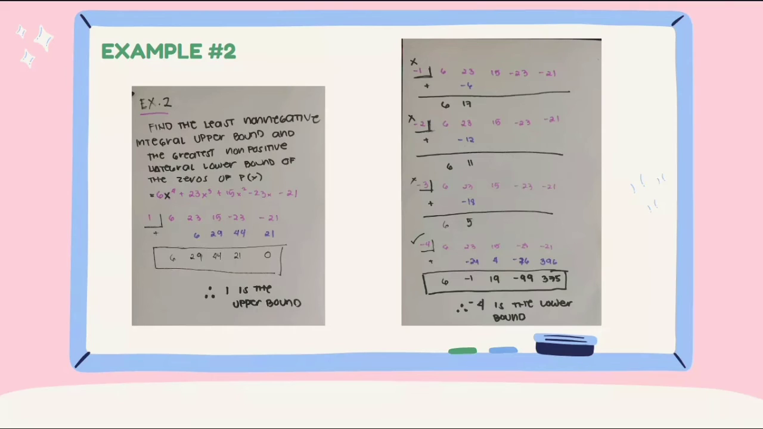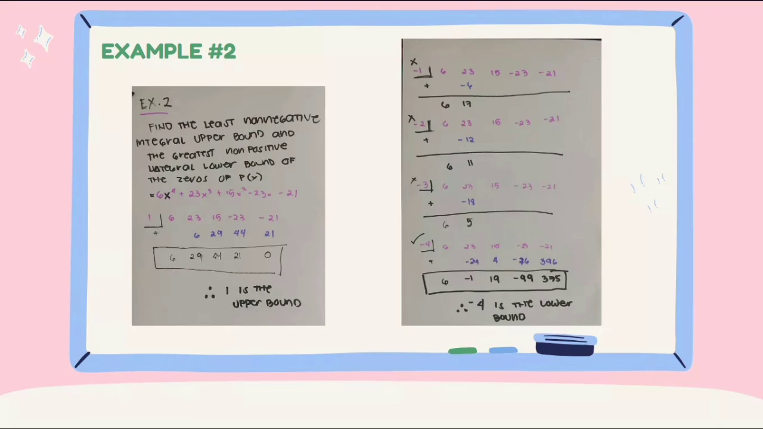So let's move on to the next number, which is -2. Bring down 6. 6 times -2 is equal to -12. 23 plus -12 is equal to 11. Same goes with -1. The answer in this is positive and positive. So let's move on with -3. Bring down 6. 6 times -3 is equal to -18. 23 plus -18 is equal to 5. So again, same with -1 and -2, -3 is also not the lower bound. So let's move on to -4.